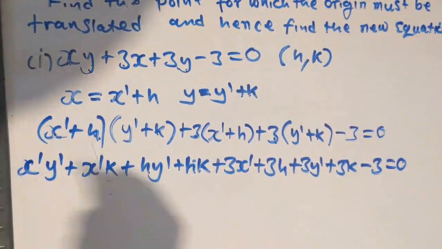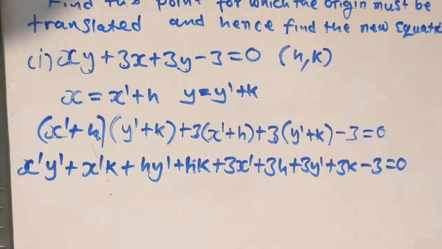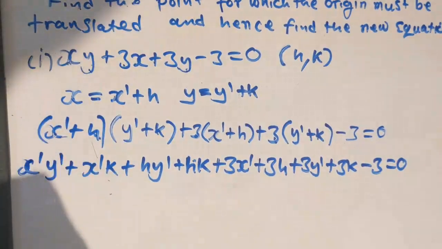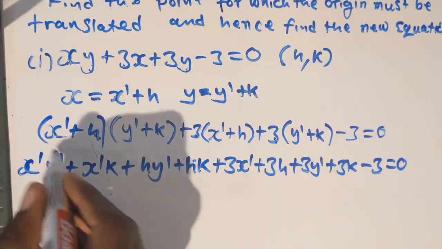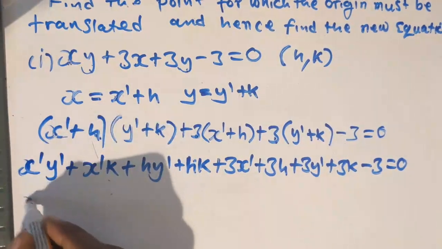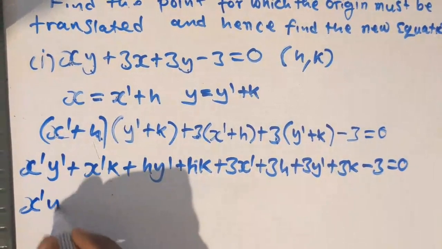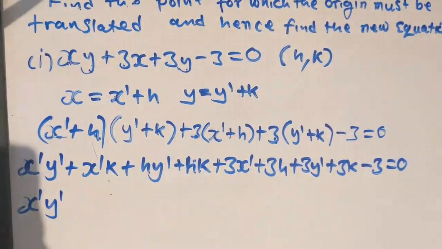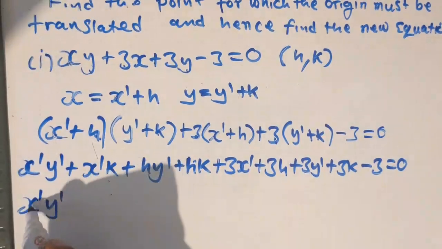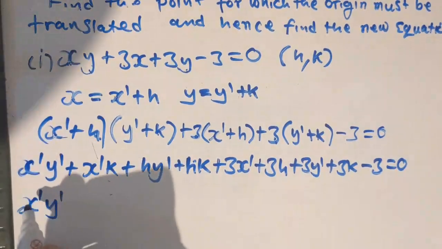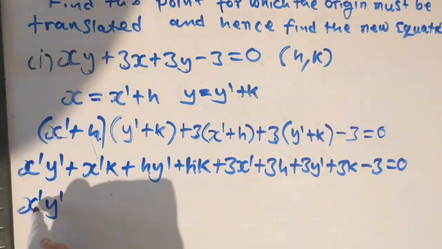Then what you're supposed to do now is to collect the like terms. So which ones are the like terms? What you do is you write first x prime y prime. If you look at this, what is starting?